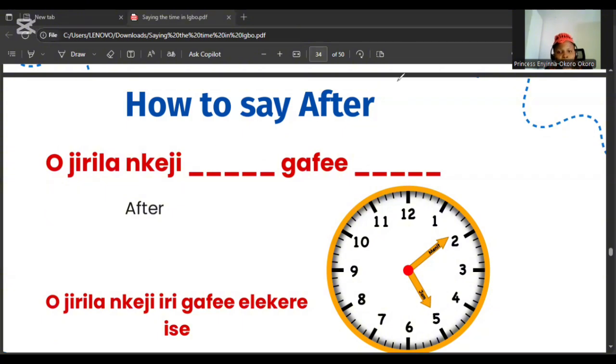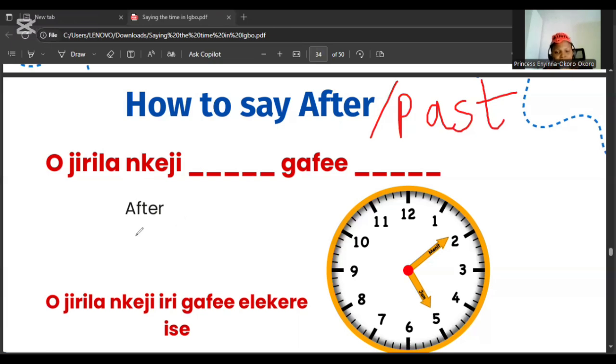All right. So after or past. Remember, another word for after is also past. That's another way we say after in English language. Like we can say after or we can say past.